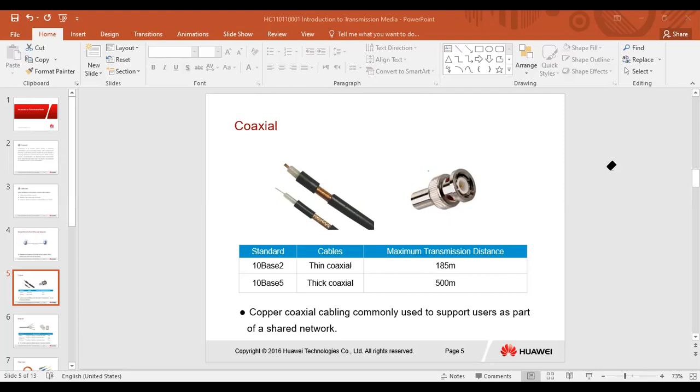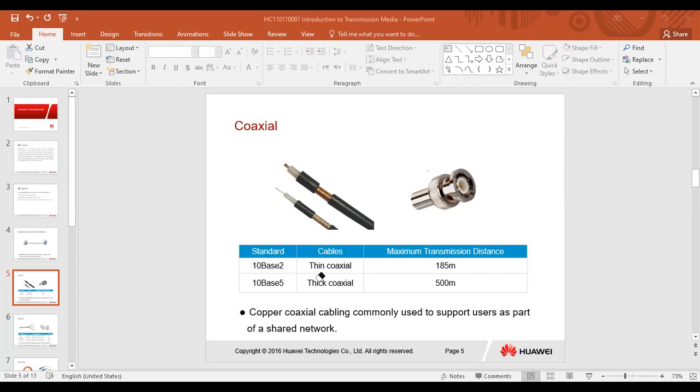The coaxial cable consists of two conductors. One is the central conductor and the other is the outermost conductor. Between these two conductors is a cladding which separates them from each other. In coaxial cable the signal travels in the form of electrical signals. This type of transmission media has two types: thin coaxial cable and thick coaxial cable.